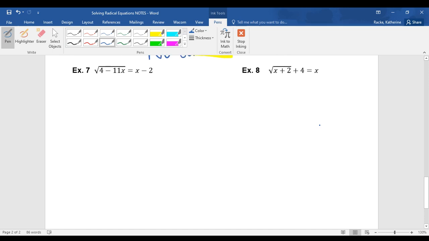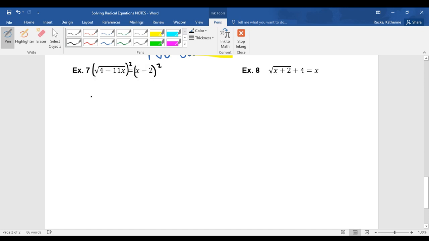Example 7. So now I have the square root of 4 minus 11x equals x minus 2. I have the square root and I need to get rid of that. Okay. It is isolated already. So because it's isolated, I need to go ahead and square both sides. Now this becomes a little bit more work. I need to square this entire thing on the right side. So I'm going to actually have to multiply it all the way out.